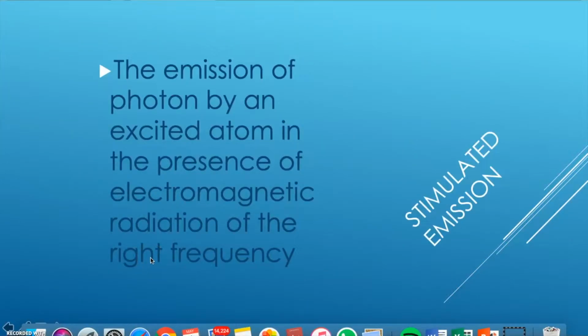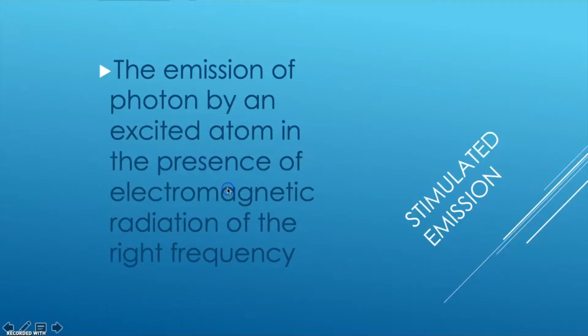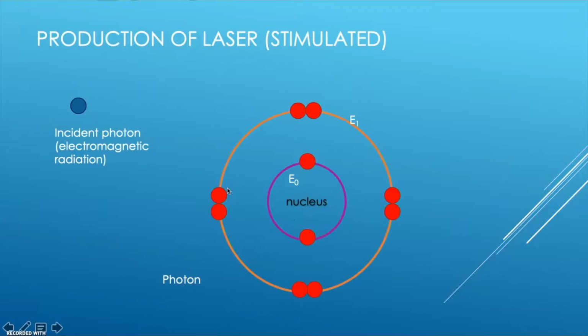Next, the stimulated emission. It is the emission of photon by an excited atom in the presence of electromagnetic radiation of the right frequency. The production of laser by stimulated emission is when the atoms absorb photons associated with this electromagnetic radiation.